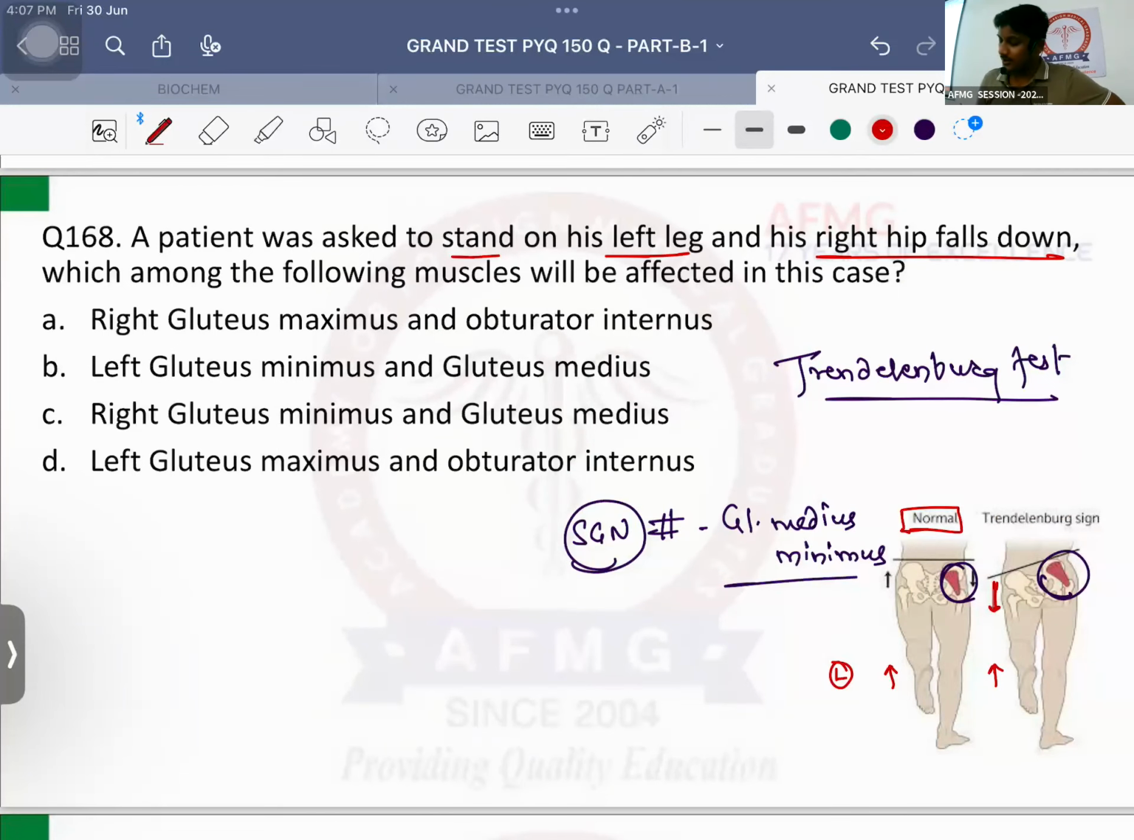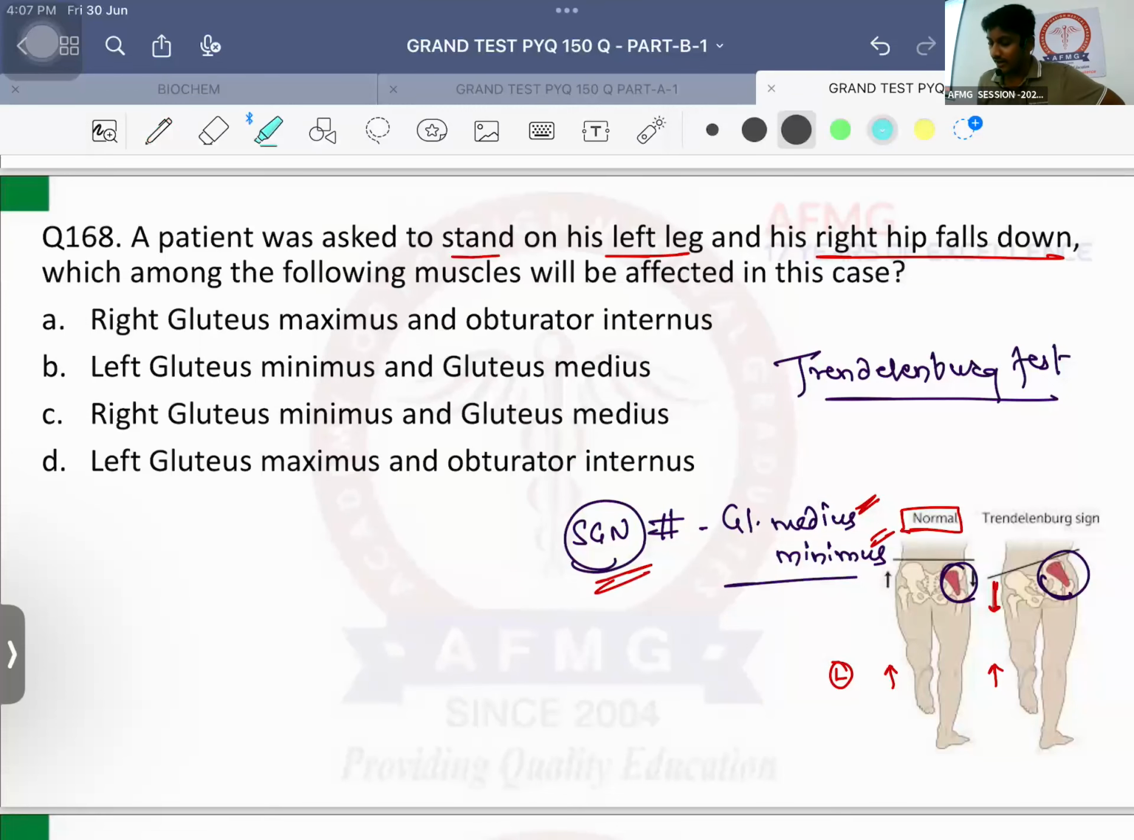Here, which muscles are important? Gluteus medius and minimus. So the Trendelenburg test tells you about the function of gluteus medius and gluteus minimus on the same side or opposite side? Opposite side usually. Okay, and it also tells you about the function of which nerve? Superior gluteal nerve.